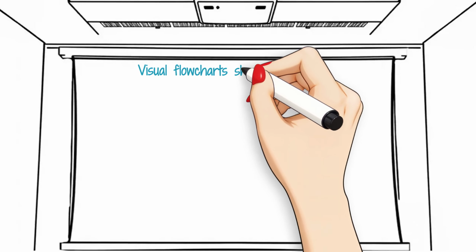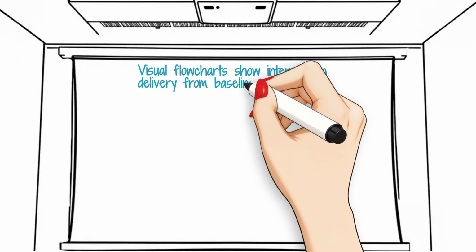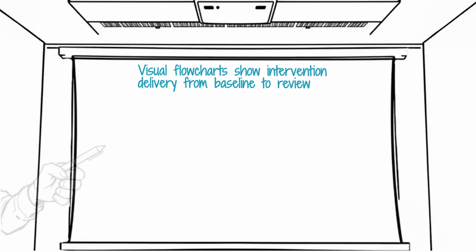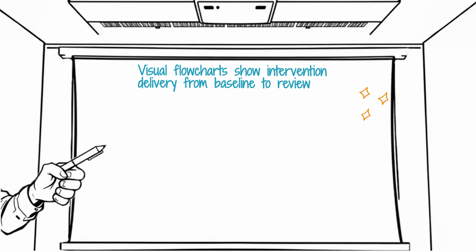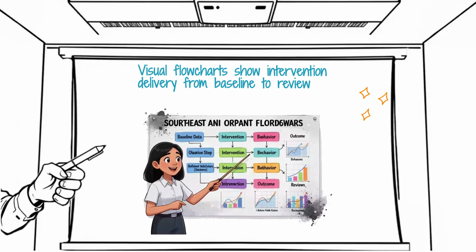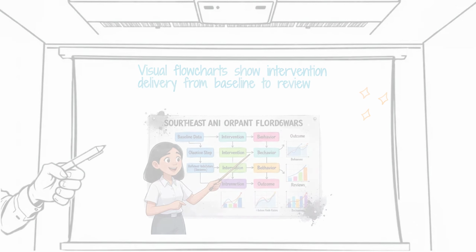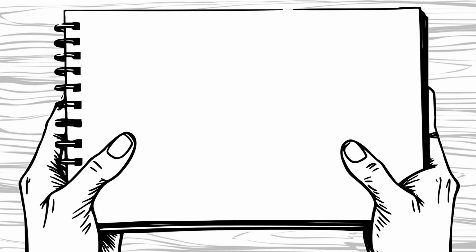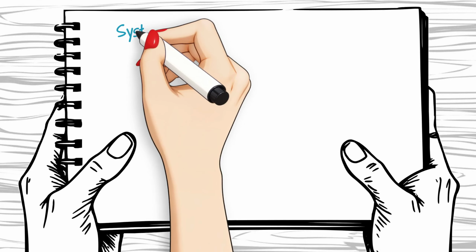Here, visual flowcharts can show the sequence from baseline data collection to intervention delivery to weekly review. Monitoring must be systematic, using indicators such as frequency of target behaviors, duration of engagement, or rubric-based ratings of social interaction. Without fidelity and progress data, even well-designed interventions cannot be evaluated accurately.